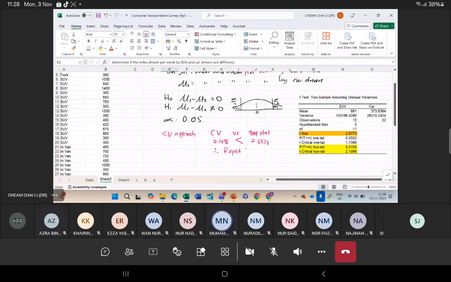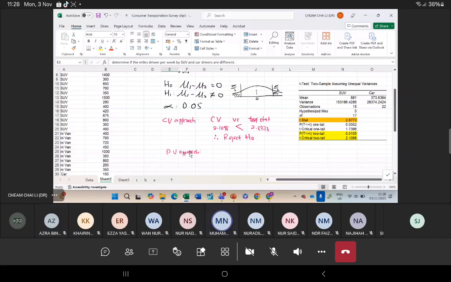So if we use the p-value approach, you need to have the same decision. The decision must be the same, reject H0. Now let's see. Okay, the p-value you compare with alpha. Alpha is 5%. Your two-tail p-value is 0.0105. So your p-value is smaller than alpha, right? So if the p-value is smaller, the decision is also reject H0.